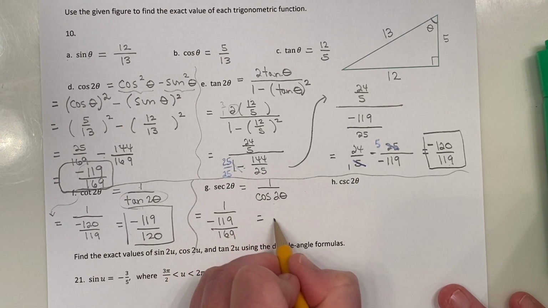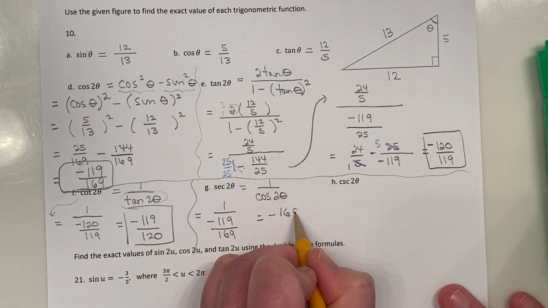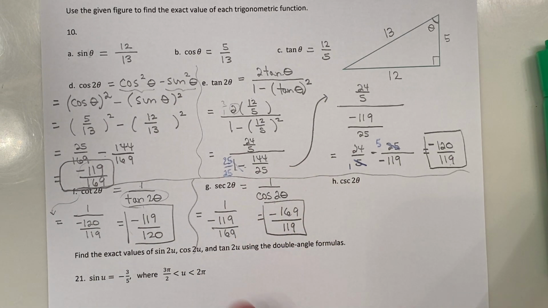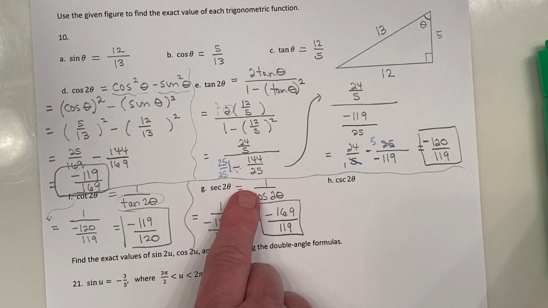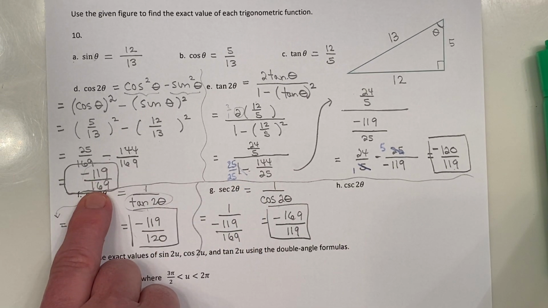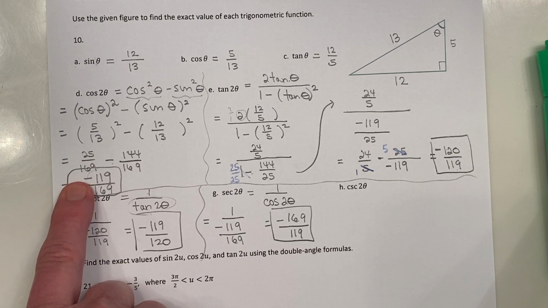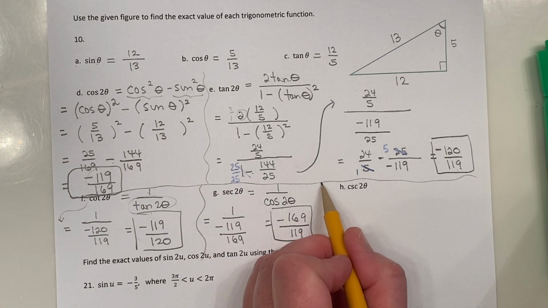And then when you multiply by the reciprocal, you get negative 169 over 119. You might be thinking, well, do I really have to show this step if I know it's the reciprocal of what I already found up here? No, you don't have to. You can go straight from here to here by observing that you would find the reciprocal of cosine of 2 theta. Same thing with cosecant 2 theta.